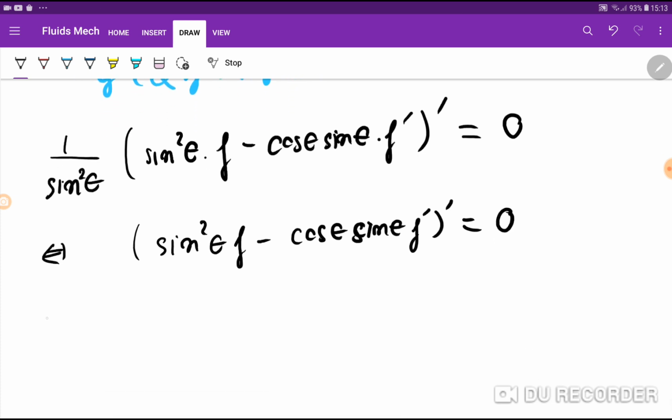And now this is the most important part. Remember, in the previous video I told you, I only want to find alpha. I don't want to find a solution of alpha.